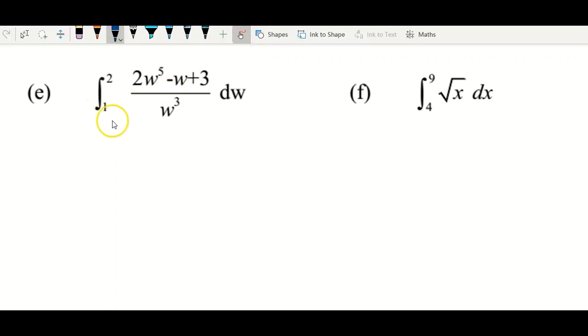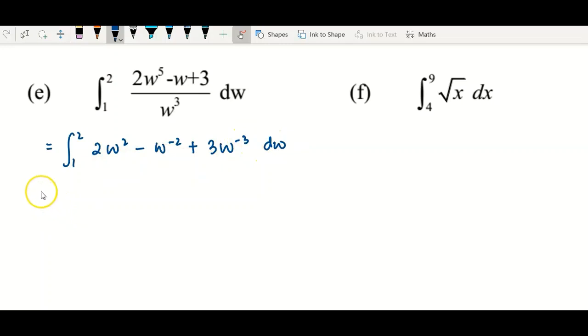To do question E, I wish to separate this into 3 separate terms, which is to copy back the integral sign and lower limit, upper limit. Then I'll separate into 3 separate terms. And how can I do that? I will take the 2w to the power of 5 divided by w to the power of 3. I have 2w to the power of 2 for the first term. Second term, I have w divided by w to the power of 3. I have w to the power of -2. And plus 3 divided by w to the power of 3, I get 3w to the power of -3.